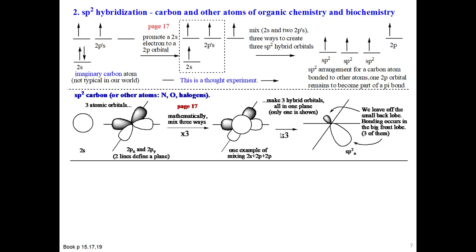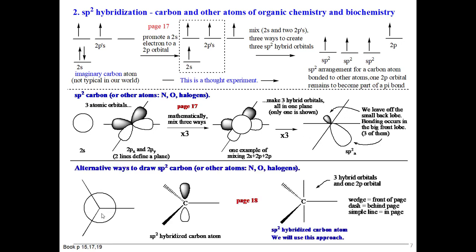Now I can do this three ways. And so I've only shown one way here. And if they're all in the plane and they're all equal to each other, we should be able to sort of predict what the angles would be. So if I took a circle and a plane, and divided it into three equal wedges, I would have 120-degree bond angles. And that's what we're going to say the bond angles are for these sp2 hybrid orbitals.